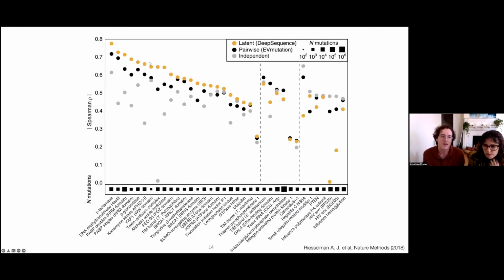When we compute the Spearman correlations against experiment with this model, again, we see a nice boost in performance relative to the Potts model.